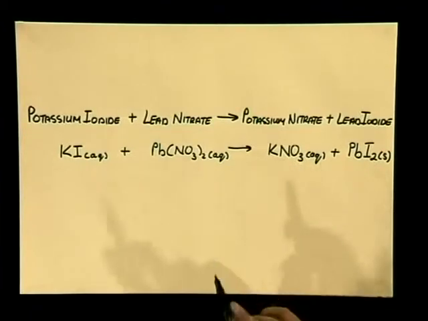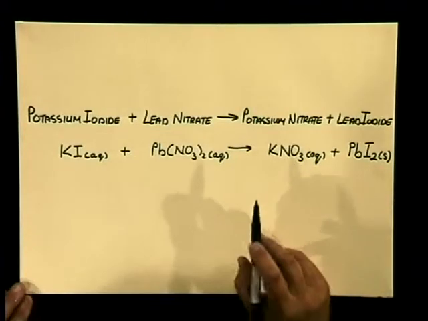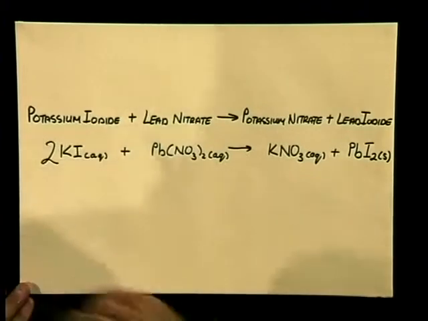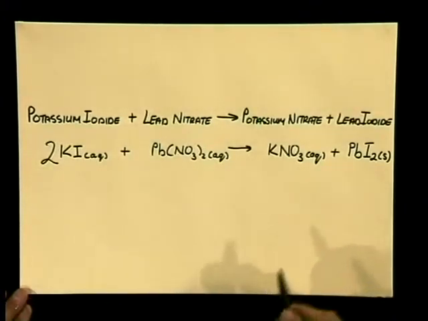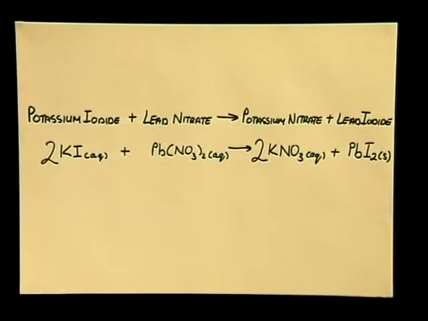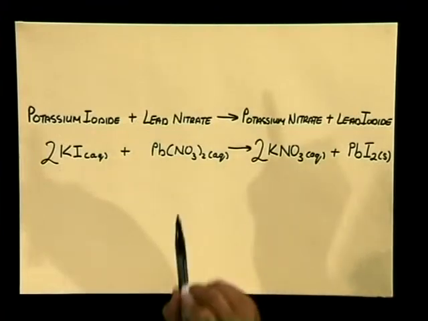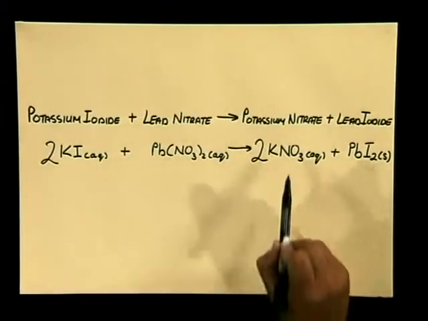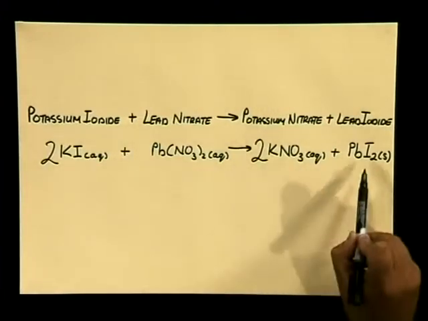In order to balance the equation, I will put a 2 in front of the potassium iodide at the start and a 2 in front of the potassium nitrate at the end. So our equation now reads: 2 potassium iodide plus lead nitrate gives us 2 potassium nitrate plus lead iodide. This method can be used to precipitate various insoluble salts.